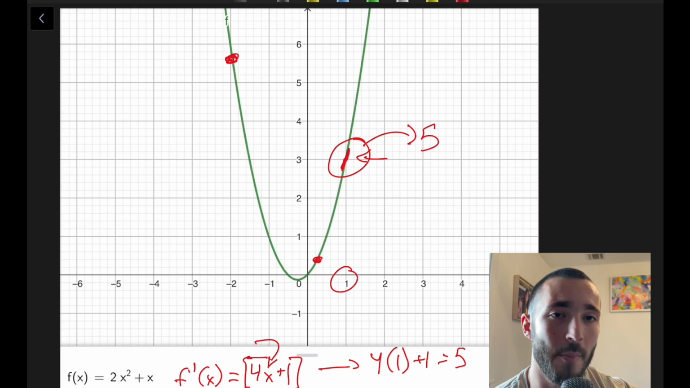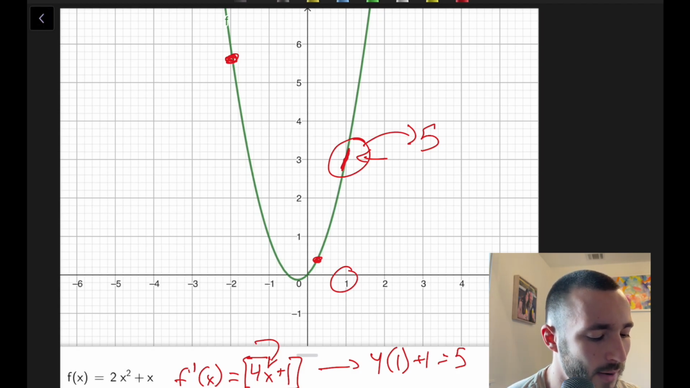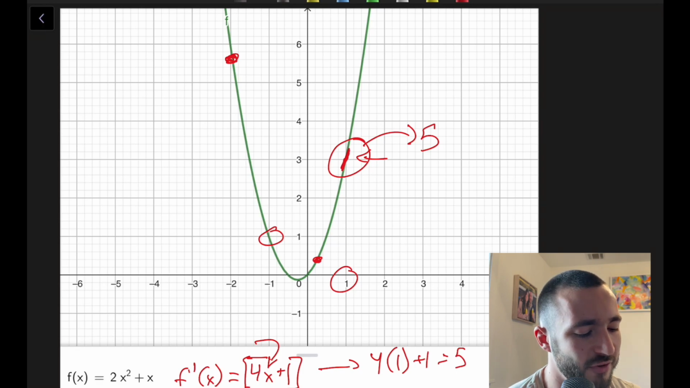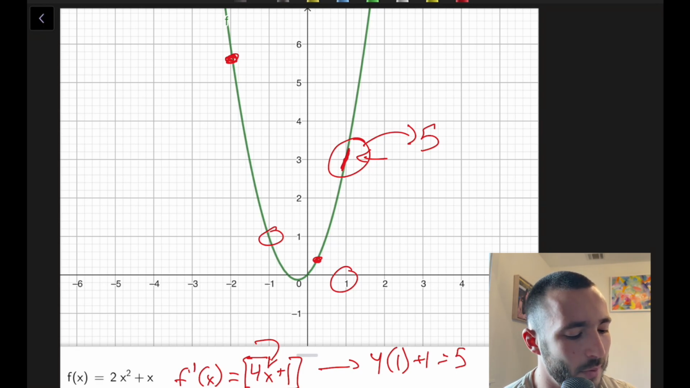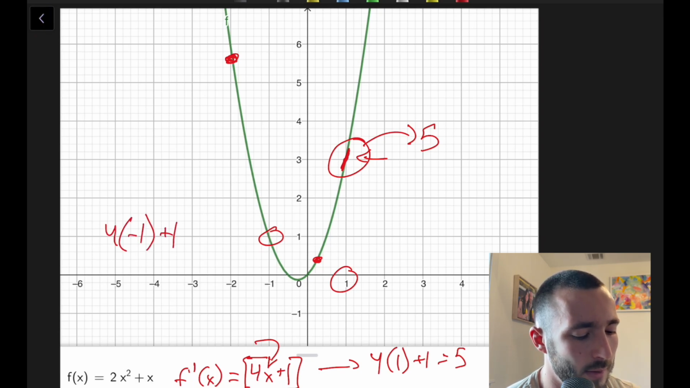Now, let's look back at another spot on the graph. How about at -1? It looks like the slope is a little bit more shallow over here. Obviously, it should be negative. So let's plug in -1. We get 4 times -1 plus 1. And that's equal to -4 plus 1, which is equal to -3. So at this part of the graph, the slope is -3.